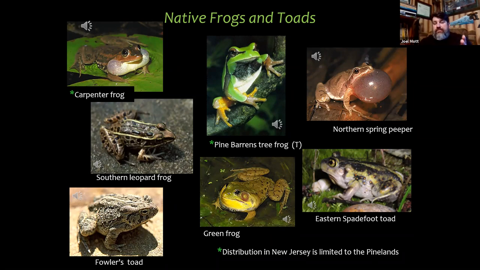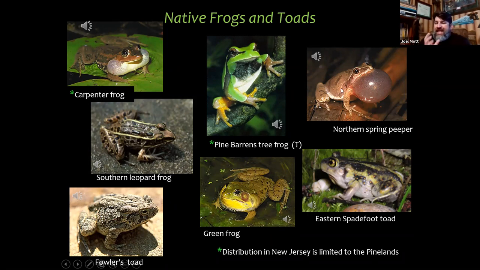Both the carpenter frog and the Pine Barrens tree frog are only found in the Pine Barrens. They are not found in any other parts of New Jersey. So they're just specific to the area. Some other frogs that are considered native to the Pinelands, but also are found in other spots, are the southern leopard frog and the spring peeper.